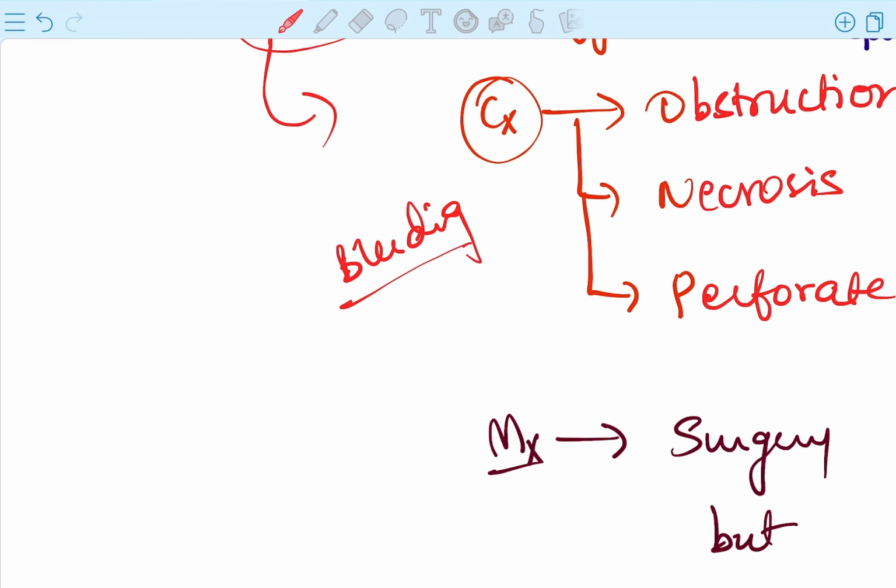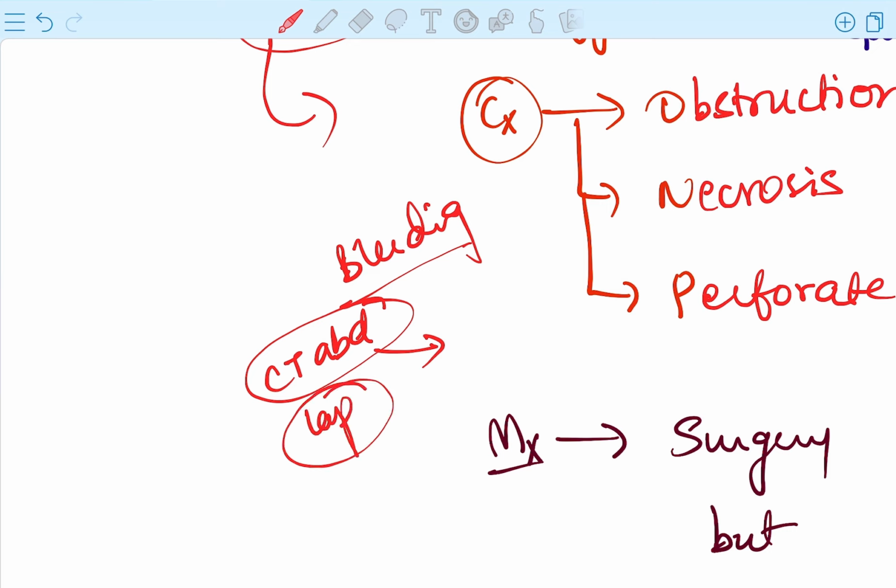We are going to do a CT abdomen. Obviously, for any abdominal condition, CT used to be the investigation of choice, right? So we're going to do a CT abdomen, and you can even do labs. And one more thing, since it's a malignancy, you have to take a biopsy.